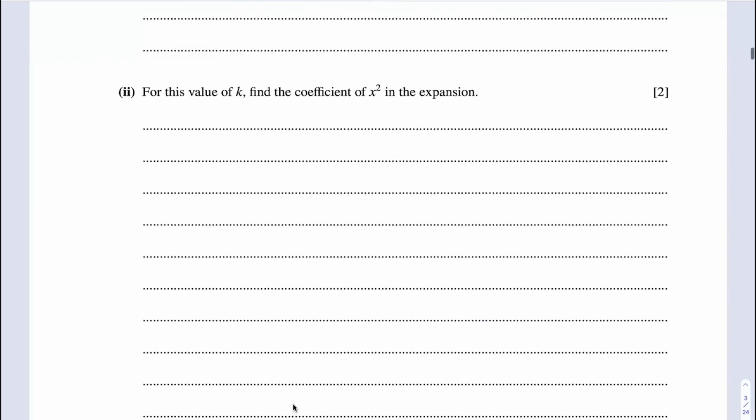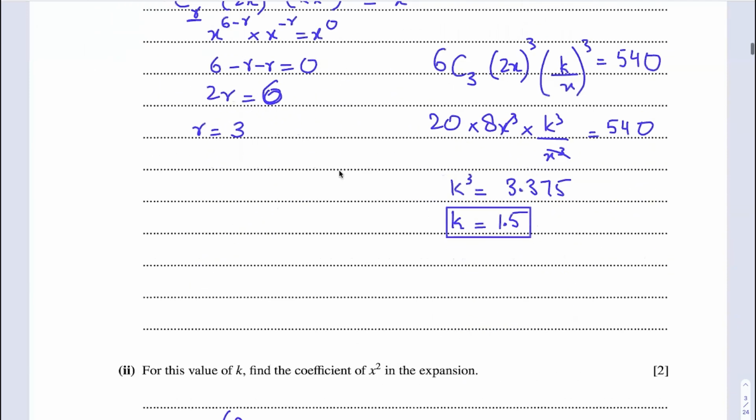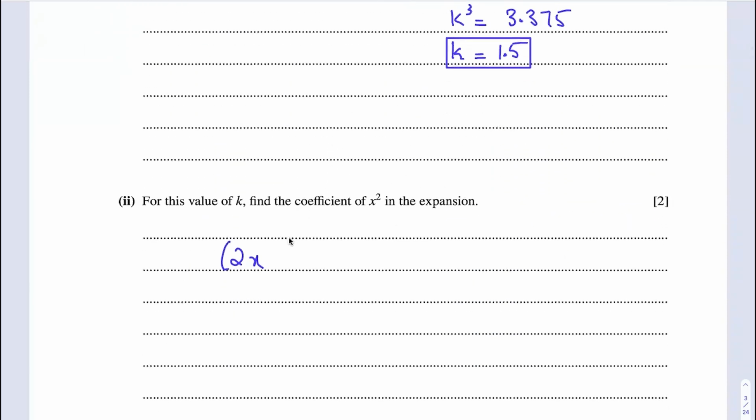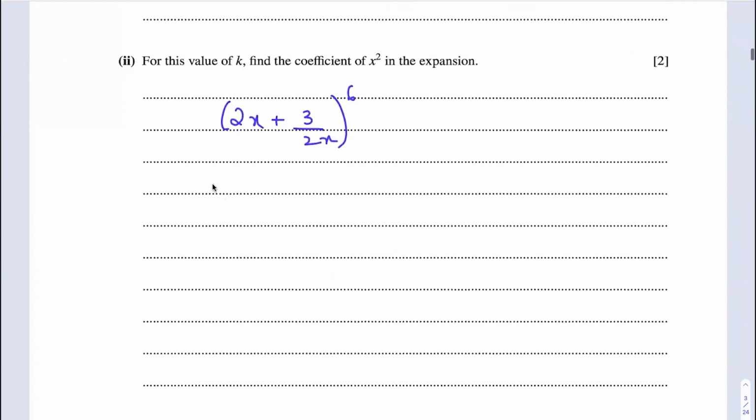In part 2, for this value of k, we have to find the coefficient of x squared. So we know that the term was 2x plus k upon x, and the value of k is 1.5 or 3 upon 2. So this can be written as 2x plus 3 upon 2x to the power 6. For the coefficient of x squared, again we can use 6Cr, 2x to the power 6 minus r, 3 upon 2 x to the power minus 1 to the power r is equal to x squared.